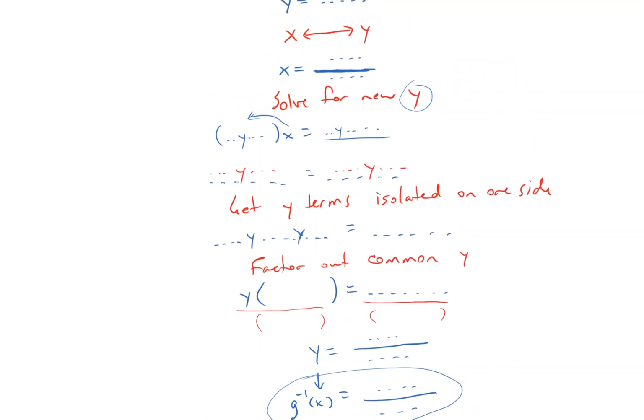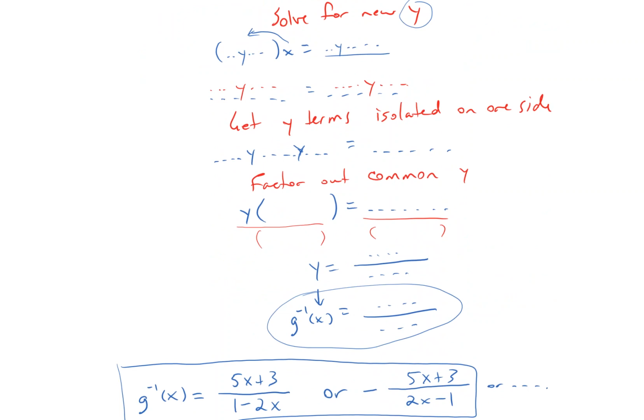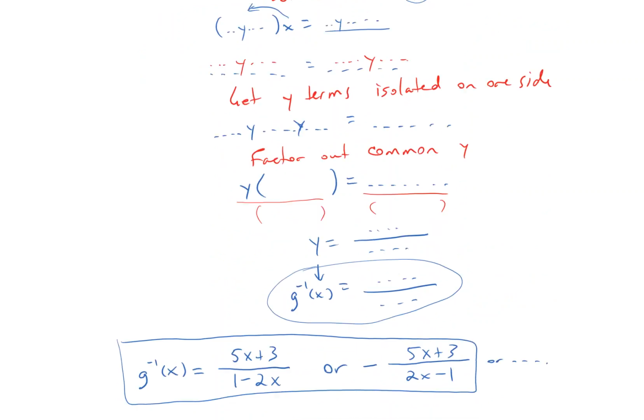This second example is a tough one because, the reason you know it's going to be tough is because you've got x in two places. So when those turn into y's, you're going to have y in two places. So you go through all this hard work to get all the y's together and then factor out the common y.